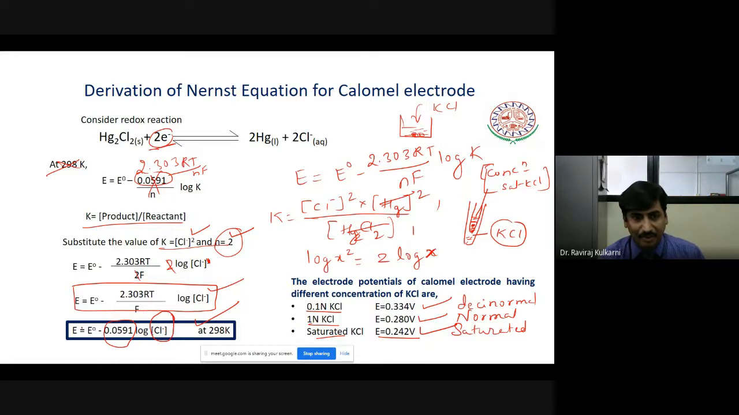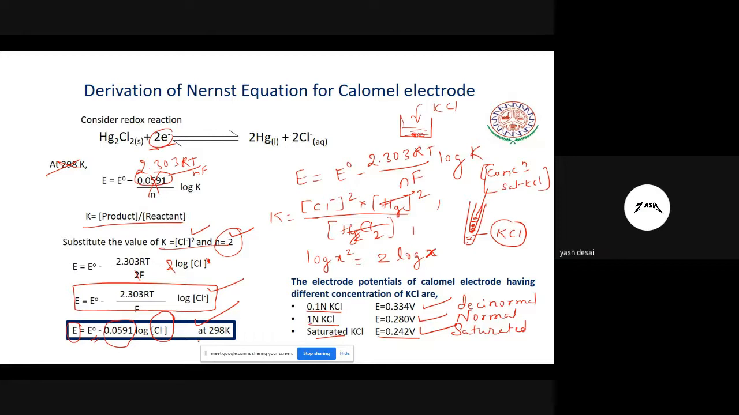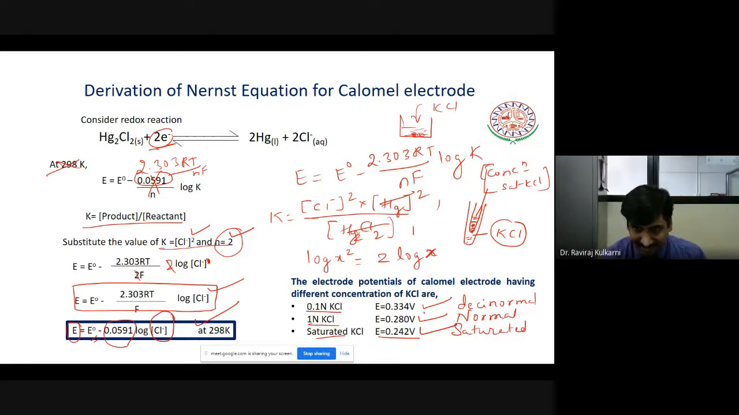So you know the electrode potential, and you know the E naught value. What is the E naught value of the calomel electrode? 0.28. This is the one. When you take one normal KCl, what happens? This part becomes 0. The whole part becomes 0, right?